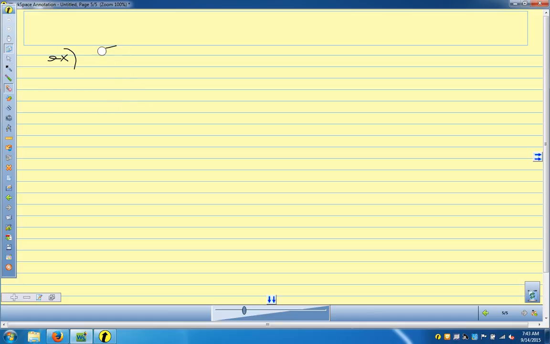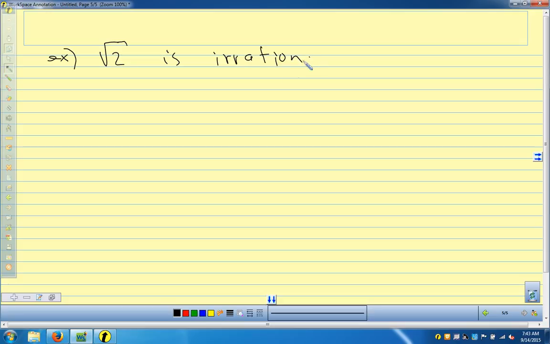Something that we assume all the time, we use all the time: square root of 2 is irrational. We know this is true, right? We know square root of 2 is irrational. We've talked about square root of 2 being irrational since who knows when. Well, now we can prove it. And this is how Euclid showed that square root of 2 is irrational.